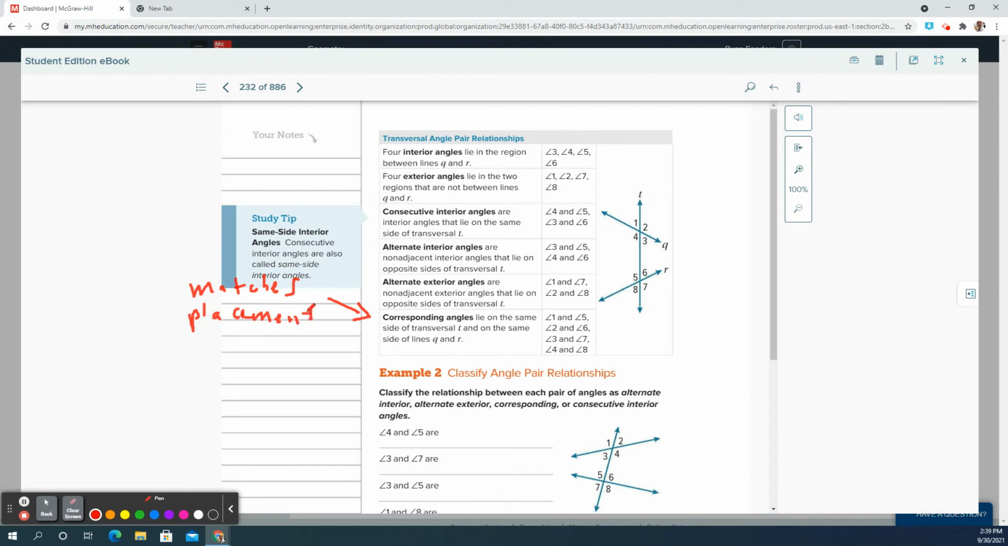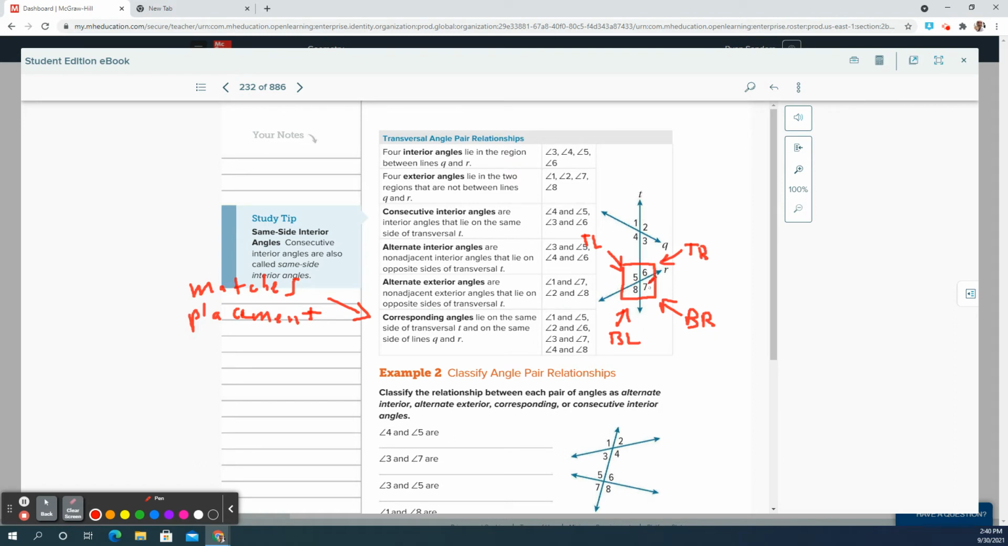So we try to look at what matches the placement here. If I'm looking at this, we've got top left, top right, bottom left, bottom right. So I'll call that top left, top right, bottom right, and bottom left, right? So corresponding means it matches the placement.